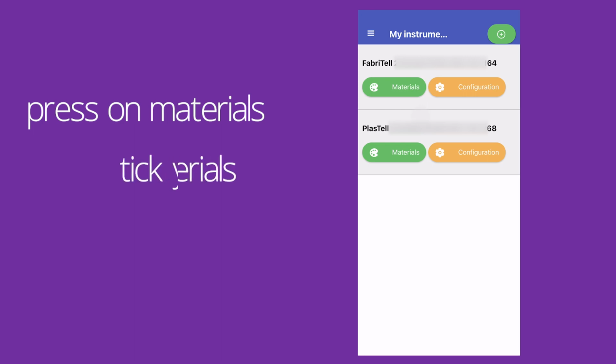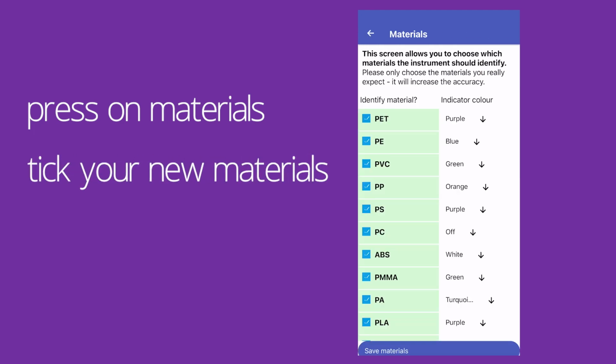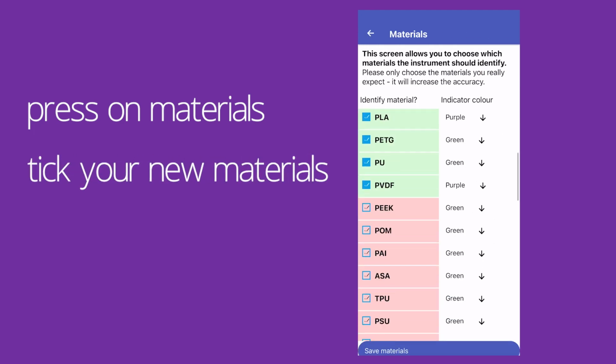Step 4. Enable custom materials. Please skip this step if you are not using custom materials. On the My Instruments screen, please navigate to the Materials menu. Then, tick the newly added material and press Save.